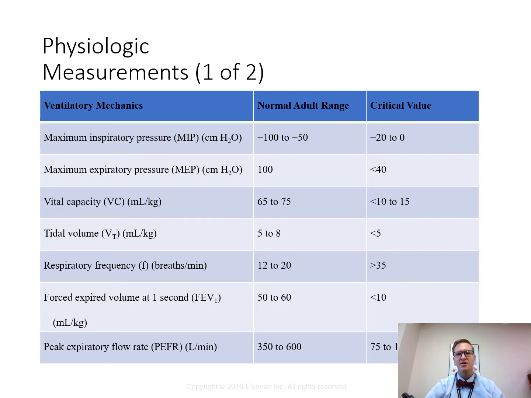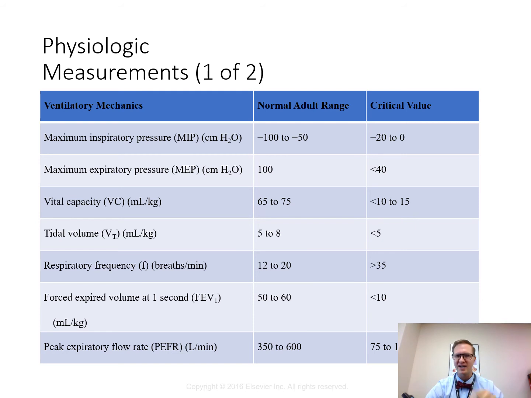Most of these parameters are probably better used as indications for discontinuing ventilation, your liberation phase, more than your initiation phase. With two exceptions, right? Patients with neuromuscular disorders: their MIP and their vital capacity are usually going to be the beneficial things we look at with that specific patient population, because we're looking at muscle strength. So vital capacity and MIP are great at looking for muscle strength.